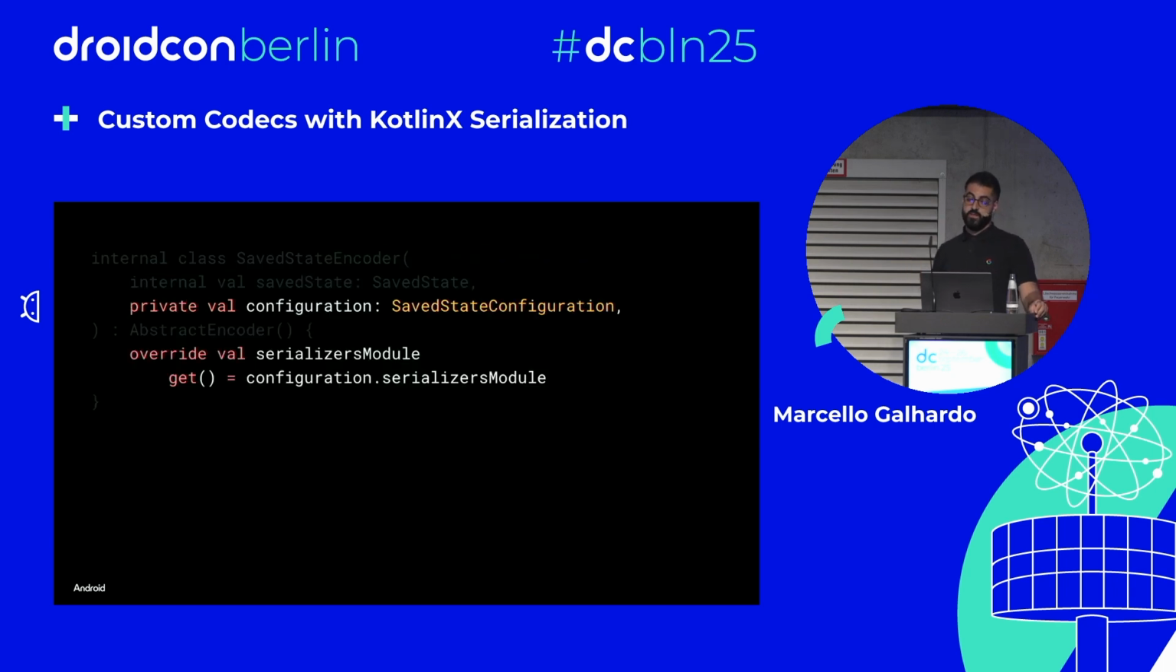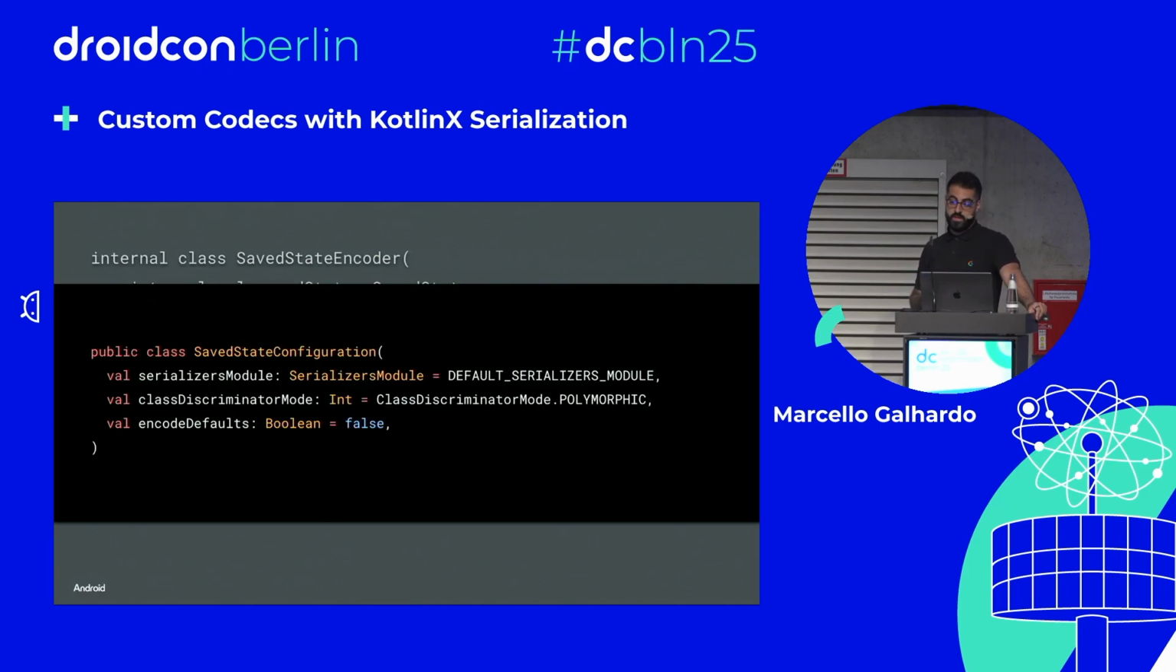For SavedState, we accept a SavedState configuration. That is where we get the serializers module from. And how this looks is basically a class that has a bunch of optional properties that allow you to customize how our serialization works with SavedState. The serializers module is where you're going to register all the custom serializers that you have, polymorphic types, and so on. The class discrimination mode controls how polymorphism is encoded. By default, it's going to use polymorphic. And encode defaults, if set to true, you're going to always encode all the properties, even the ones that have default values. By default, it's false, because we don't need that for SavedState, but you can set this to true if you want debug or testing or so on.